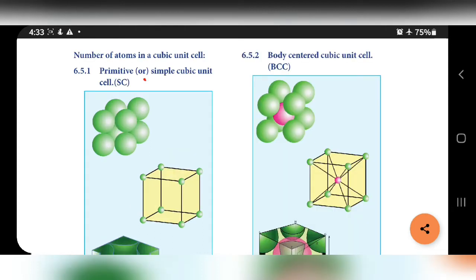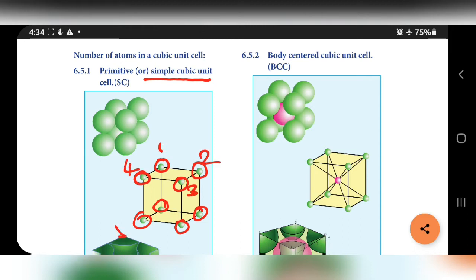In simple cubic unit cell, atoms are present at the corners of the cube only. Totally how many corners are in one cube? Totally 8 corners are in one cube. So atoms present at the corners means totally how many atoms? 8 atoms. 1, 2, 3, 4, 5, 6, 7, 8. So totally 8 atoms are present at the corners.